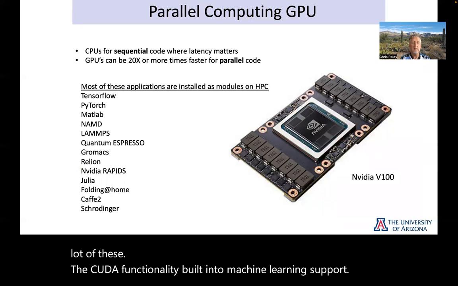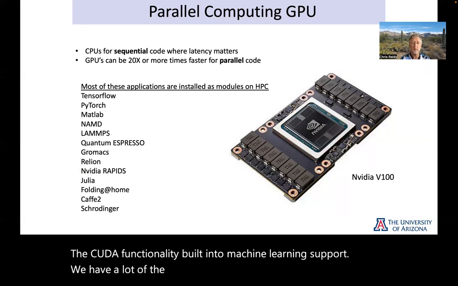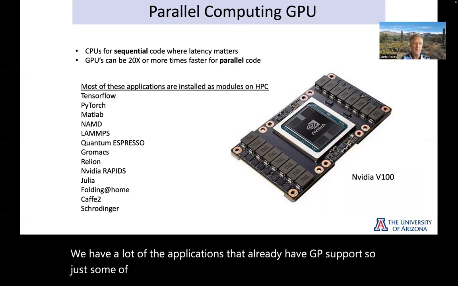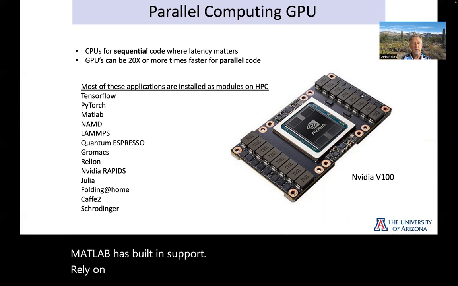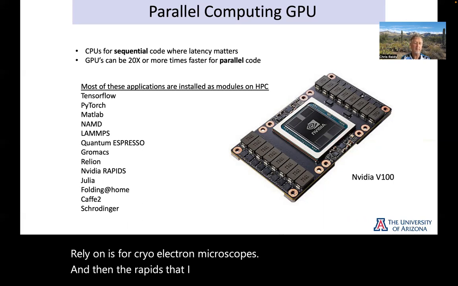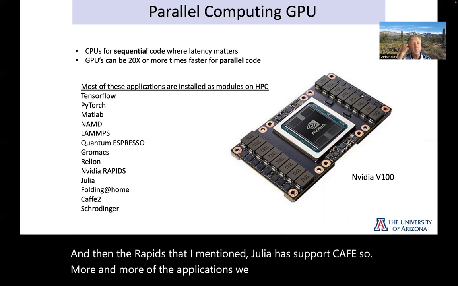We have a lot of applications that already have GPU support. Just some of the ones there: TensorFlow and PyTorch. Of course, MATLAB has built-in support. Relion is for cryo-electron microscopes. And the Rapids that I mentioned, Julia has support, Caffe. So more and more of the applications have GPU support.